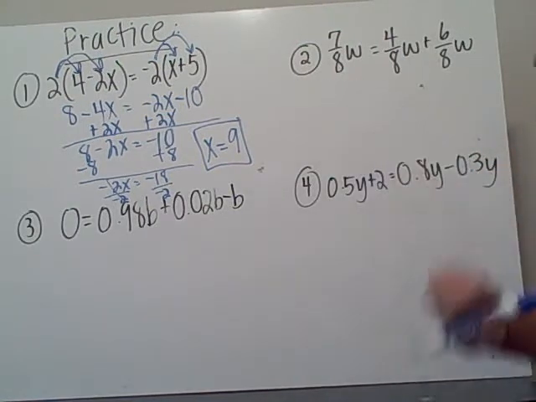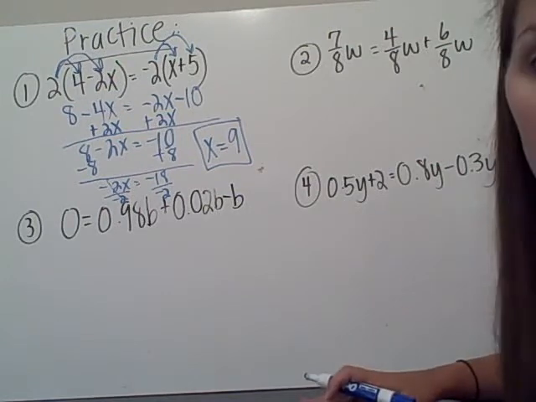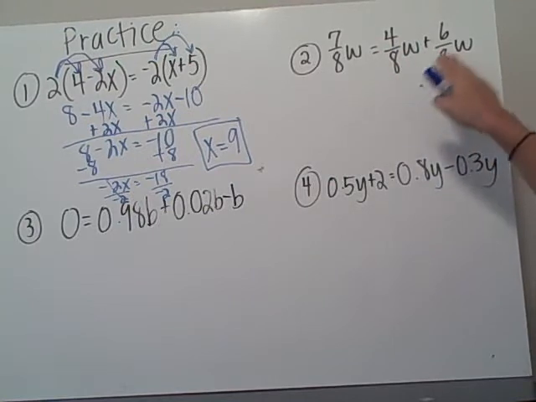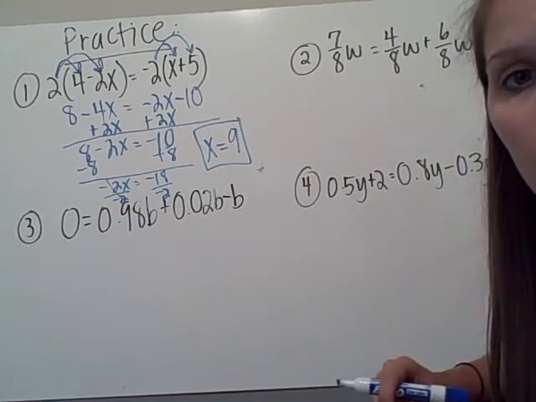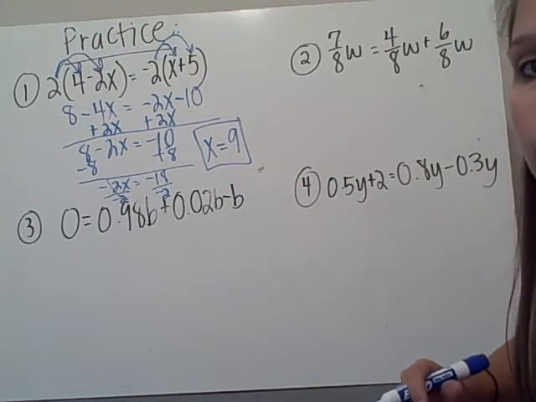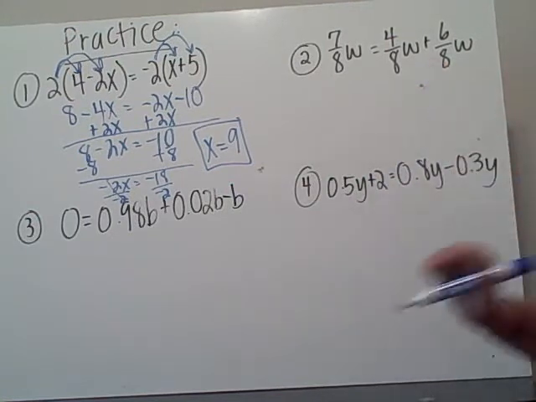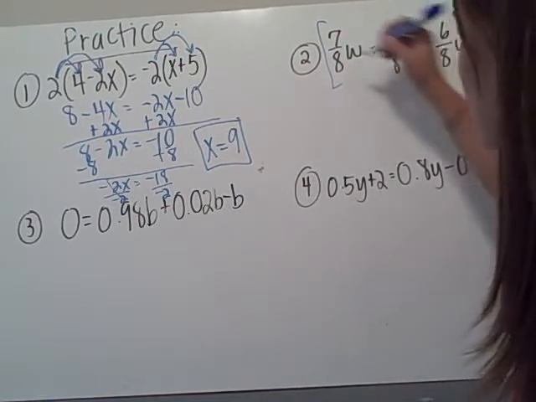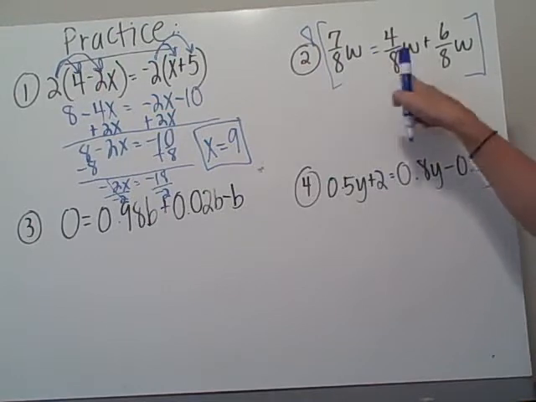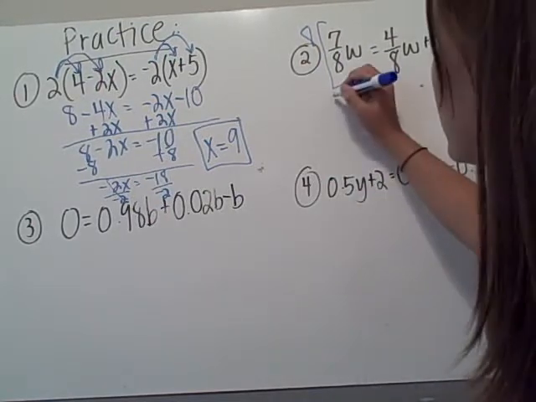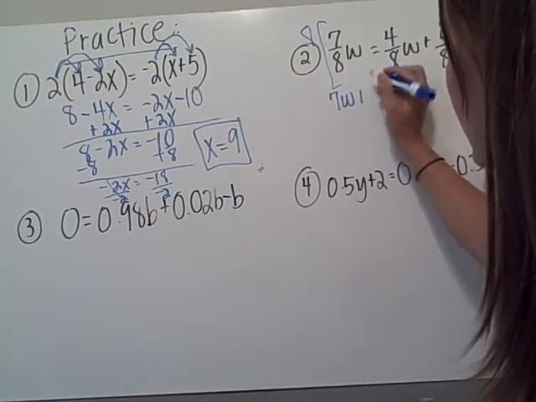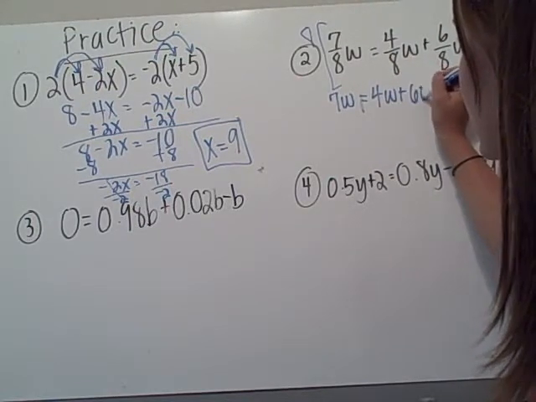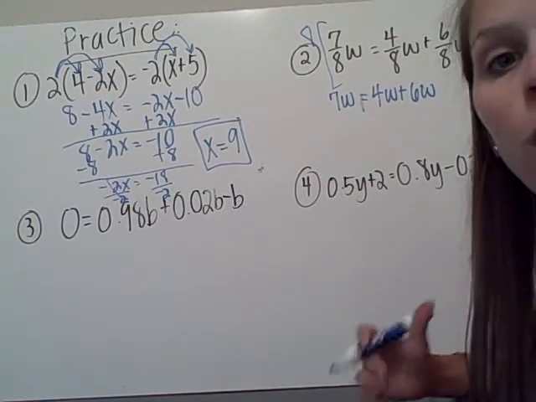All right, number 2. We do not have any parentheses, but we have 7/8 W equals 4/8 W plus 6/8 W. We do have fractions. I don't like fractions, so I'm going to get rid of them first. They all have the same denominator, so I can multiply this whole equation by 8, therefore canceling out my denominator. And I'm just left with 7W equals 4W plus 6W. This is a whole lot easier to work with.